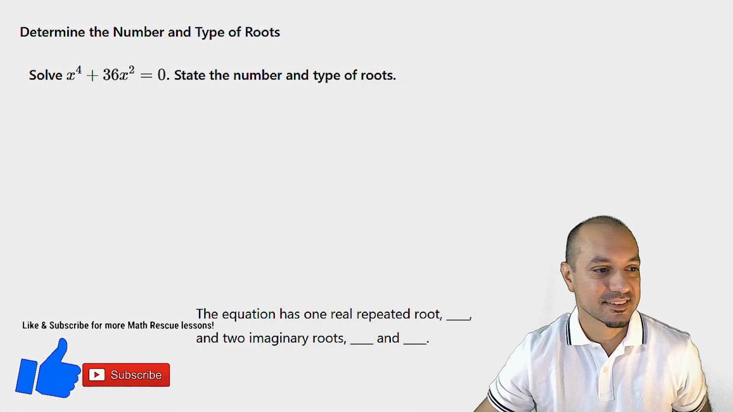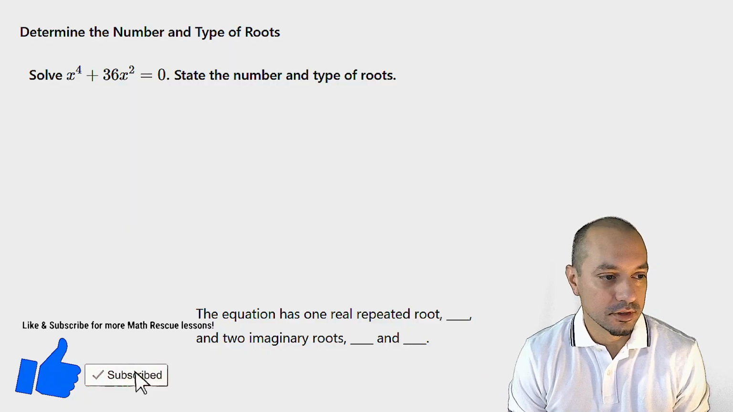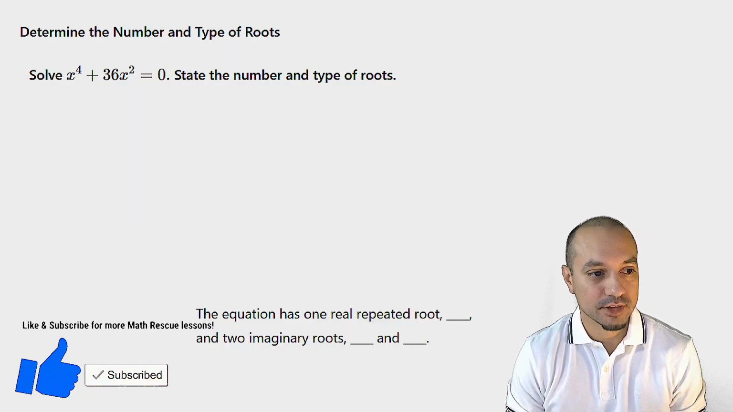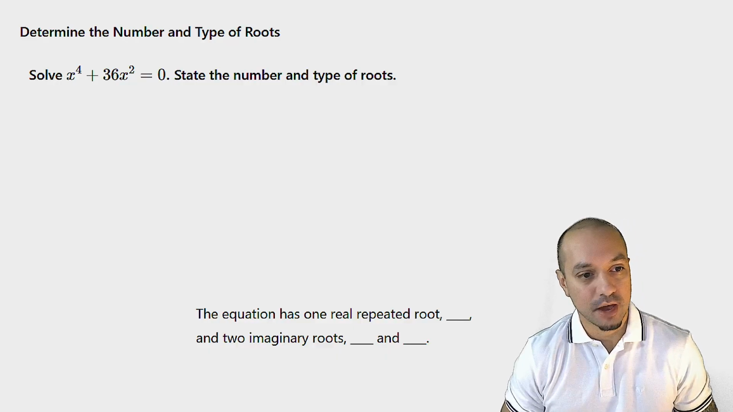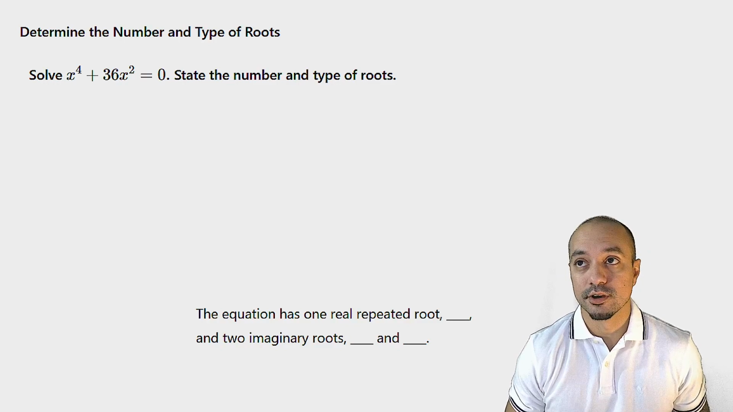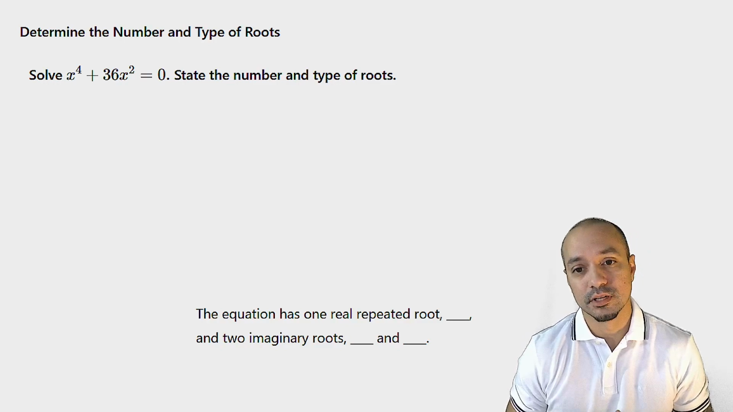This video, we're going to determine the number and type of roots a polynomial has, real and complex, just by using the equation. Let's talk about it. So we're solving the equation x to the fourth power plus 36x squared equals 0. And at the end, we're going to say how many roots we ended up with and whether they're real or complex. Complex meaning they have imaginary parts.